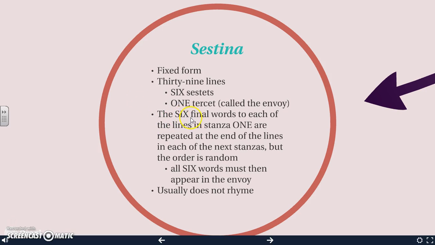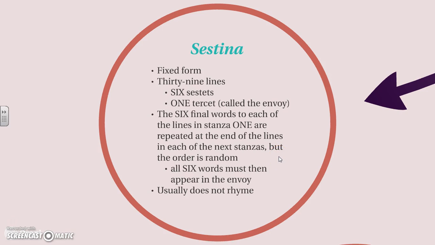So the first thing is the 6 final words of each of the lines in stanza 1 are repeated at the end of the lines in each of the next stanzas, but the order is random. So what I mean is, if you're looking at the poem and you have 6 lines, the very last word in each line could be something like dog, cat, shy, foreign, peace, and male. Those 6 words are then repeated in the next stanza. And then in the stanza after that, they're repeated again, but they're not done in the same order.